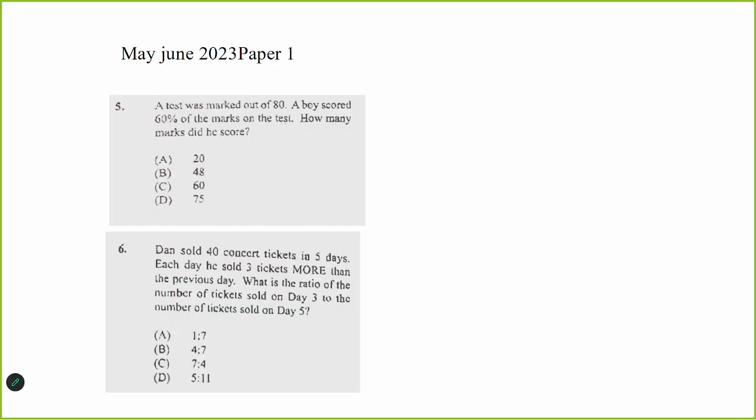A test was marked out of 80. A boy scored 60%. How many marks did he get? So that's 60 over 100 multiplied by 80 over 1. Cross out, cross out, cross out. 6 8s are 48. So A is the answer.